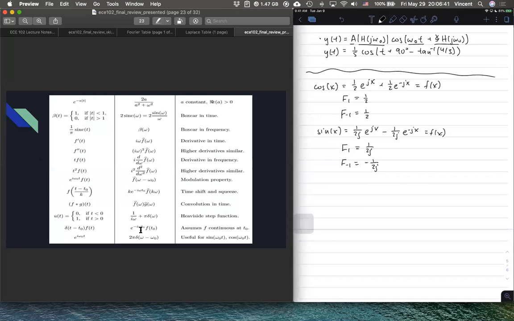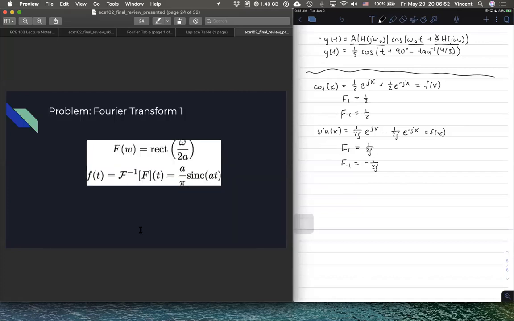So this is just a table of the common properties. A lot of them we just mentioned. I'm sure the professor gave you a table or something, so just make sure you have that on the test. Okay, let's just do a simple problem here.